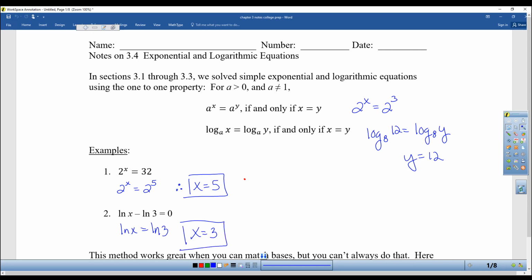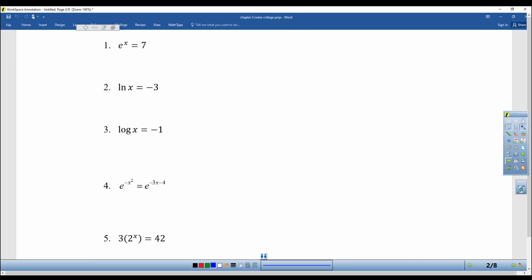This is a great method, but we almost never have the same base. So I am going to spend most of the day teaching you how to do the problems where it's not going to be quite this easy, although I'll throw a few of these in there along the way. And if you catch them, by all means, you should do them that way.